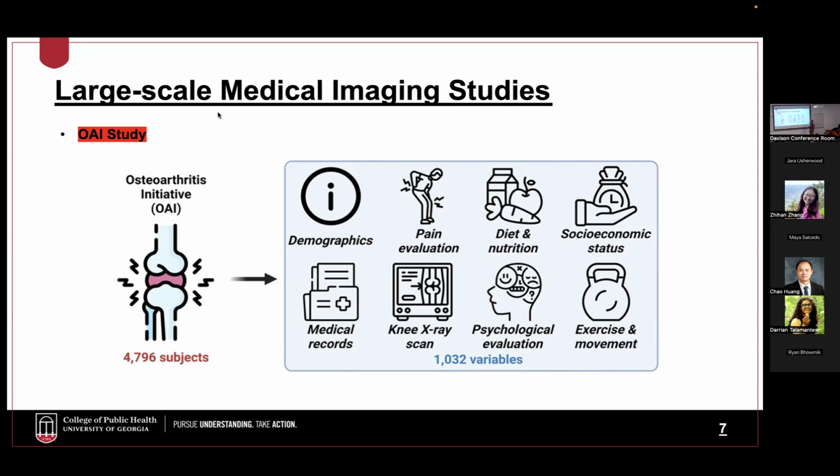So in these OAI studies, they recruited around 5,000 subjects, and they collected different kinds of data sets, like demographic information. They also have evaluations of the patient, like the pain evaluation, socioeconomic status, or medical records. They also have imaging data sets. They have the X-ray, they have the MRI data sets. So they want to connect different kinds of imaging data sets, and then they can reconstruct these knee areas and evaluate the status of the knee areas for different types of patients.